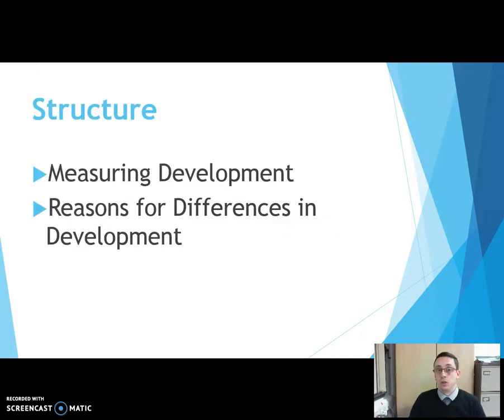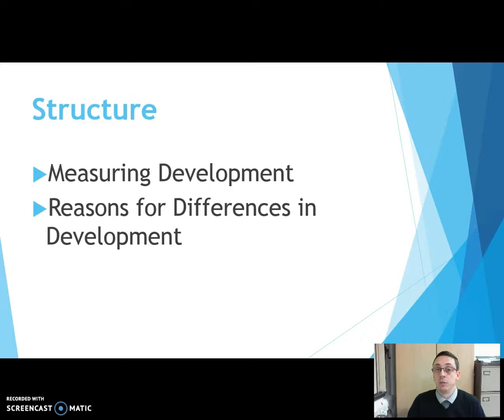Now, in terms of a general idea of how this topic is structured, it's fairly brief, it's fairly to the point. So we look at how we measure development, we look at some of the reasons for the differences in development between different nations, and this will wrap up with a case study that we'll come to fairly shortly. Now, to start us off, today in this video, we're going to look at some of the ways that we measure development.